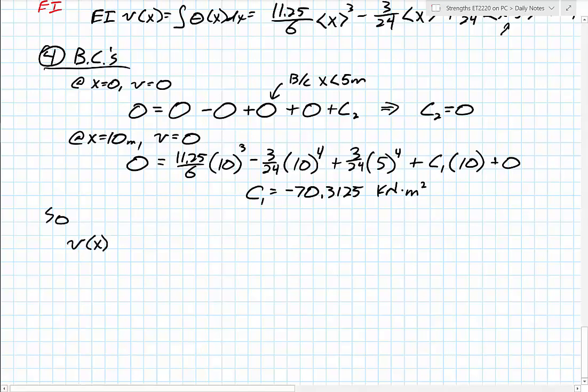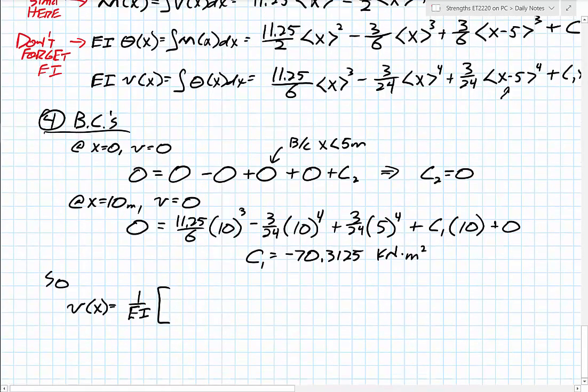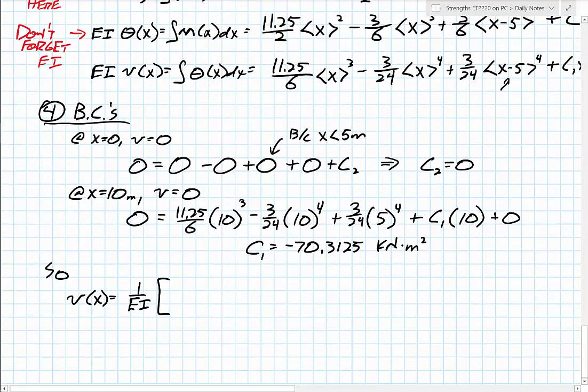Our deflection as a function of x is equal to, now I'm moving the 1 over EI to the other side to make my deflection all on one side, if that makes sense, 11.25 over 6. I know it's weird to have fractions and decimals. If you look at my solution, I actually put it all in decimal form. You can do that if you want. And what do I have here? x cubed minus 3 over 24 x to the fourth.